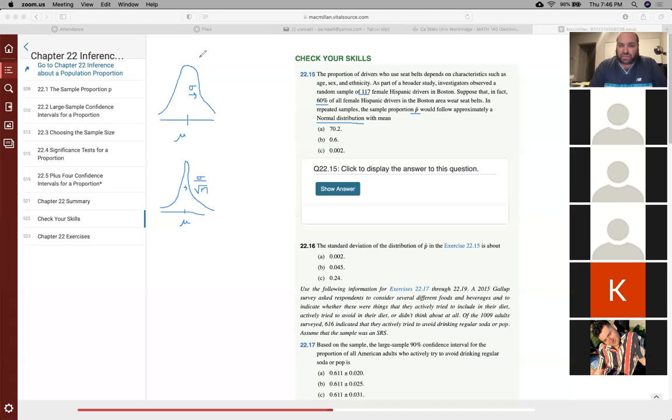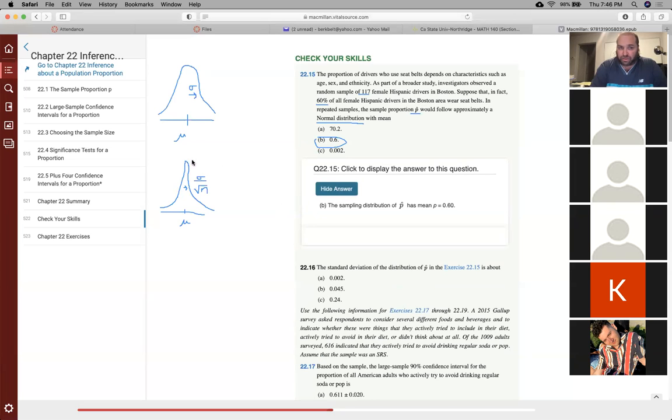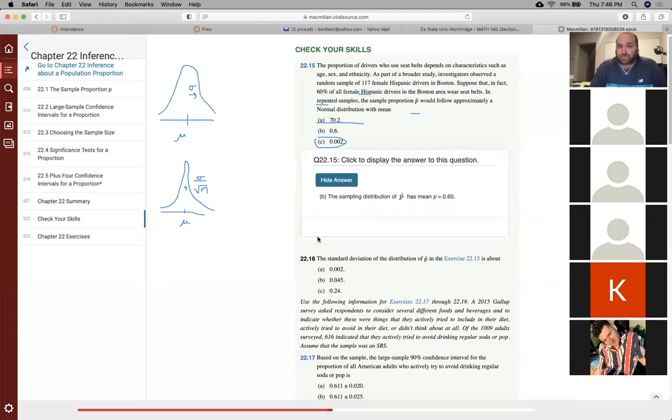Okay, so just like for this case here and this case here, when you do the population to the sample, the average, the expected value stays the same. Same thing here in our example. When you do the average, when you do the sample, if 60% of all female Hispanic drivers wear seatbelts, then my proportion is also going to be the same value. It's going to be B, because the sample matches the population when it comes to the average.